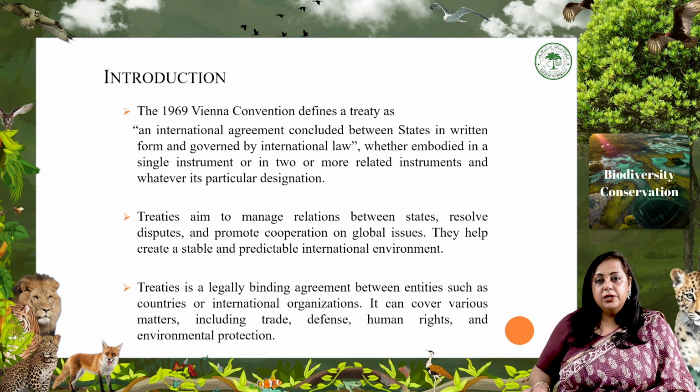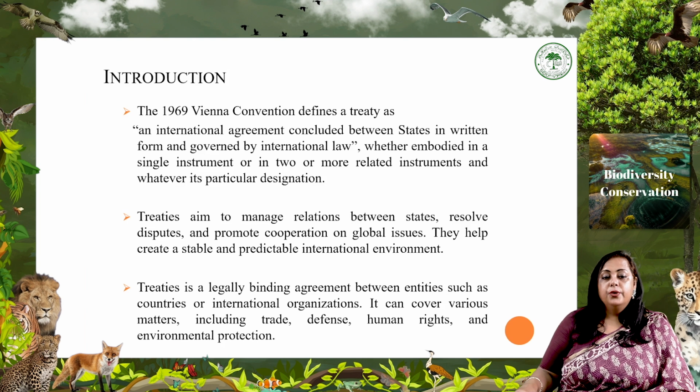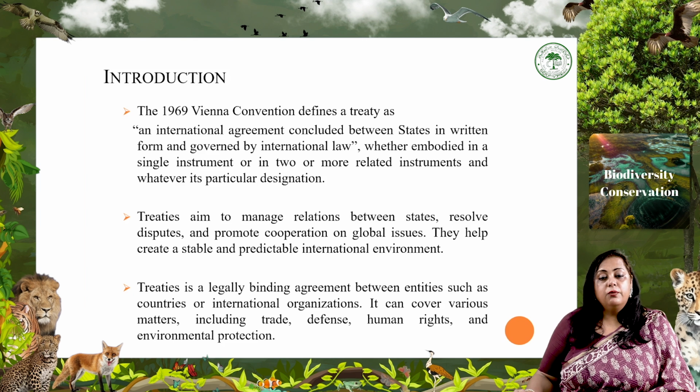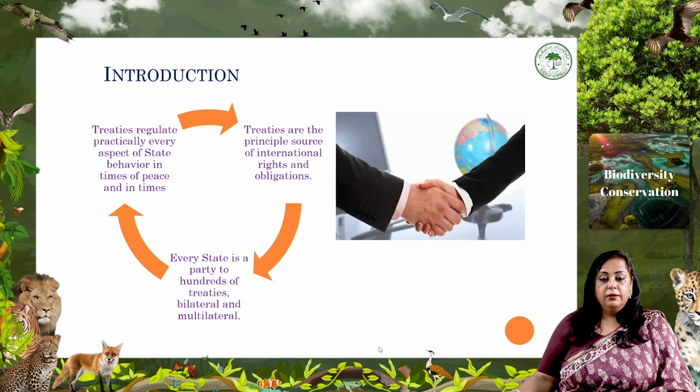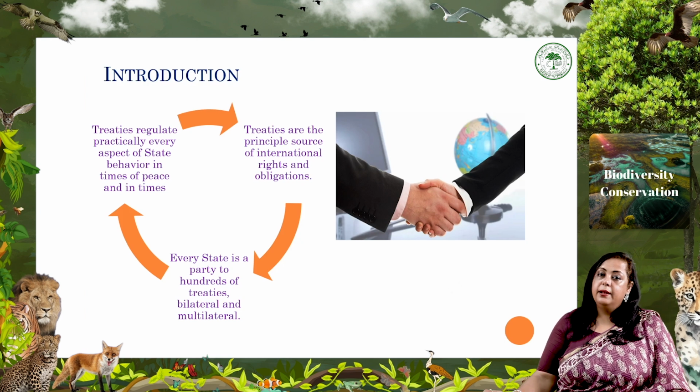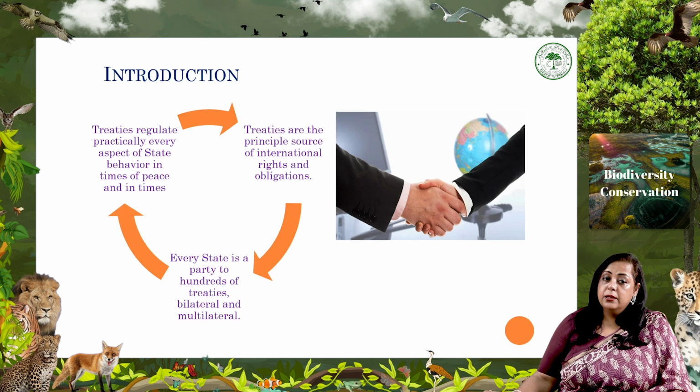So a treaty is actually an agreement between countries or international organizations. It can cover various matters including trade, defense, human rights, and environmental protection. This picture itself explains that treaties are the principal source of international rights and obligations. Every state is a party to hundreds of treaties, bilateral and multilateral, and treaties regulate practically every aspect of state behavior in times of peace and in times of war.